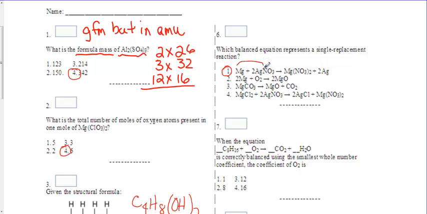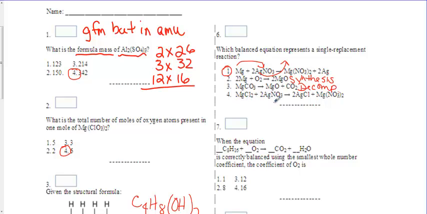So this guy goes in with this guy, and then that guy comes out. Okay? Everything else is clearly a different type of reaction. This is synthesis. Okay, you're creating something. The next one is decomp, because you broke it down into two parts.